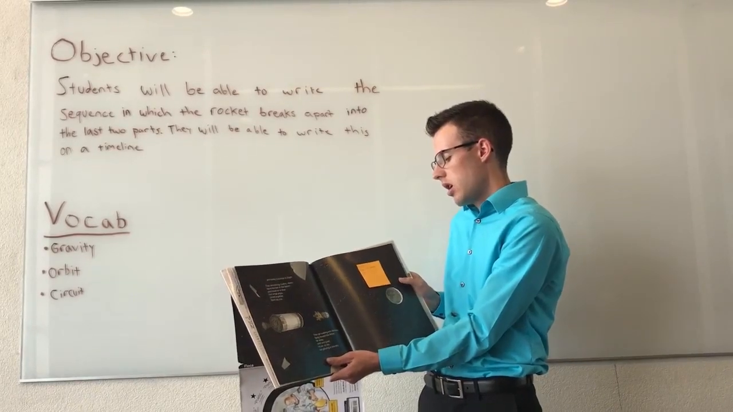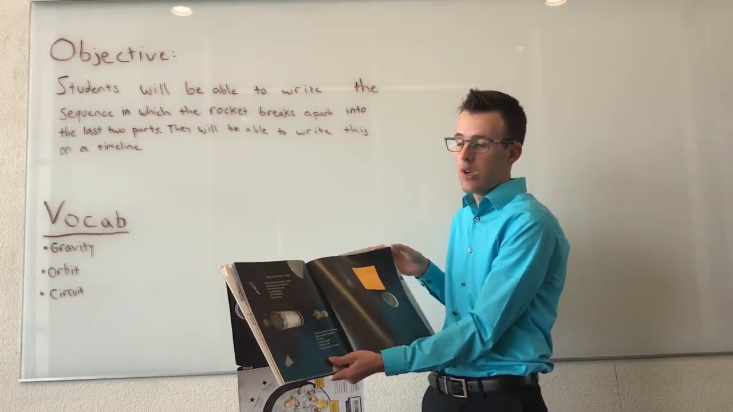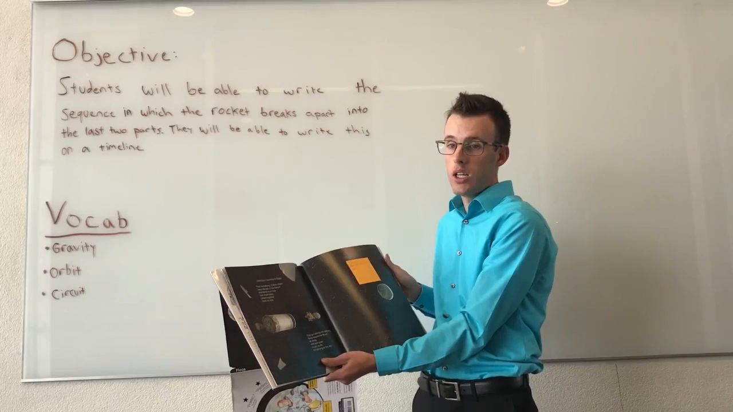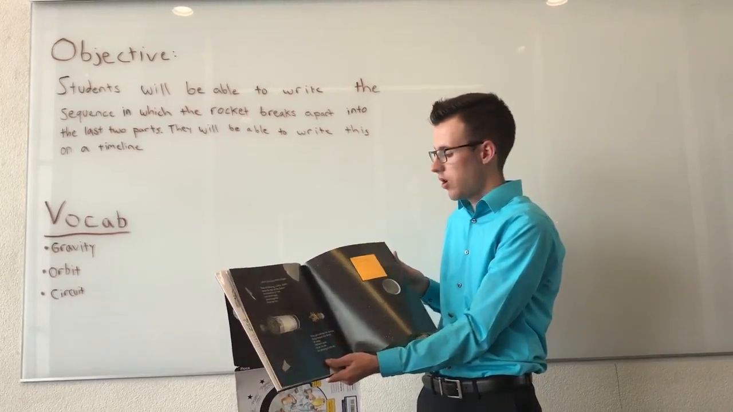So that could be the second part of the sequence, is Eagle and Columbia locking together to travel on farther.